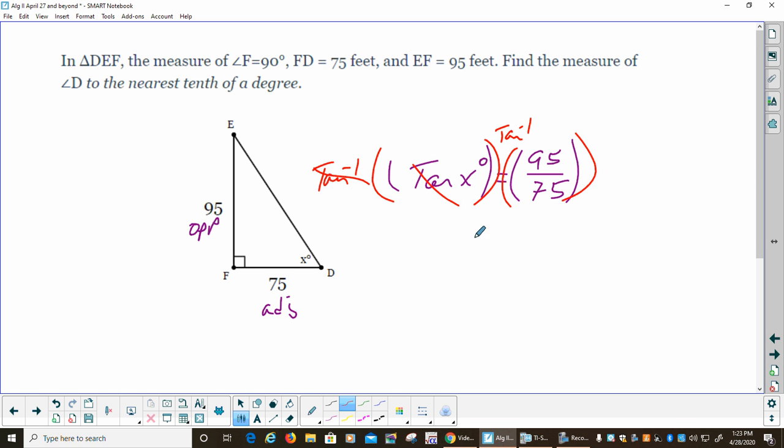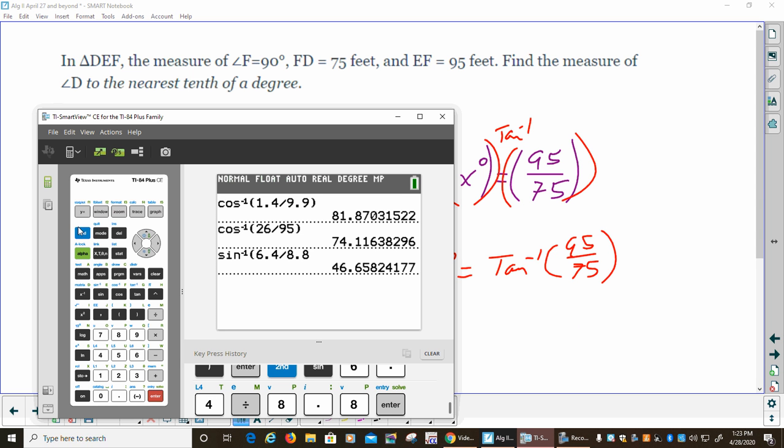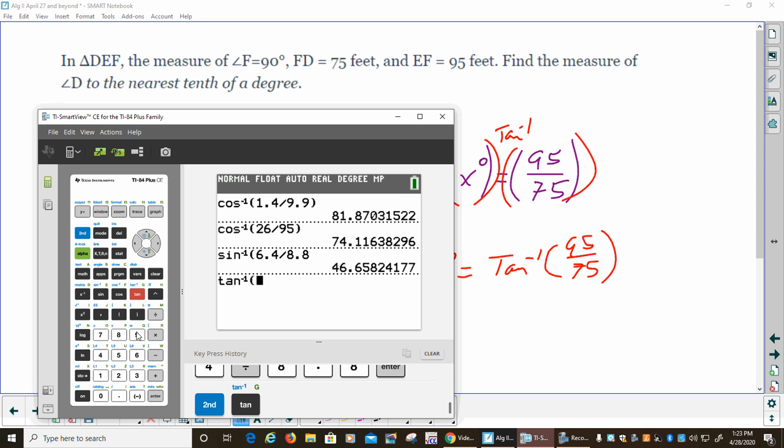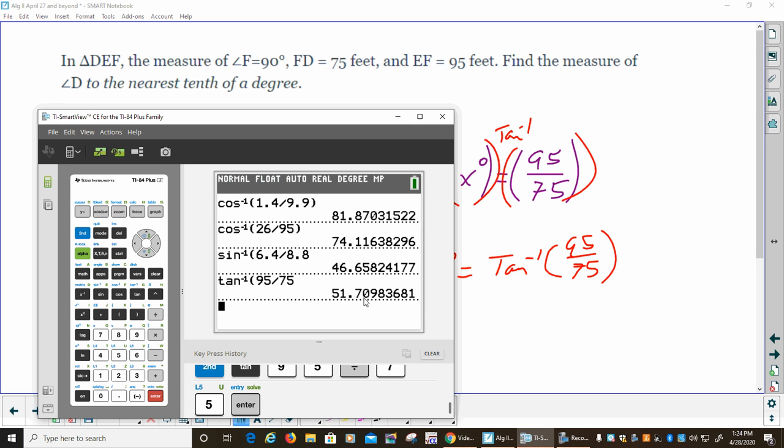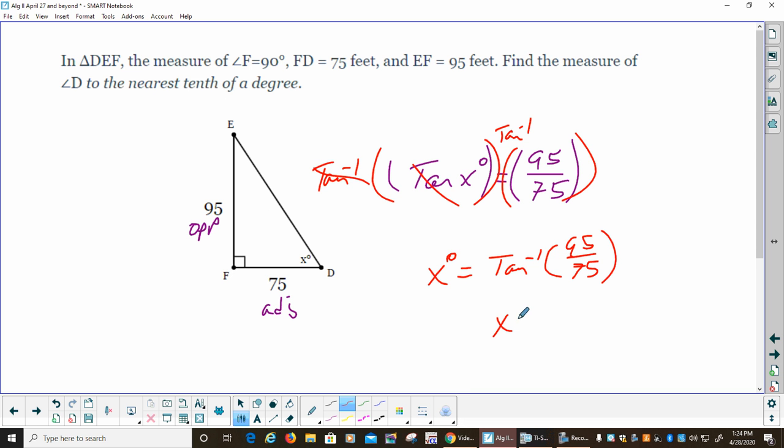These two cancel out. I have x is equal to inverse tangent of 95 over 75. Just grab your calculator, type it in, second tangent, 95 divided by 75, 51 point, and it said tenth of a degree, 51.7. 51.7 degrees. Okay, I think that's the last screenshot.